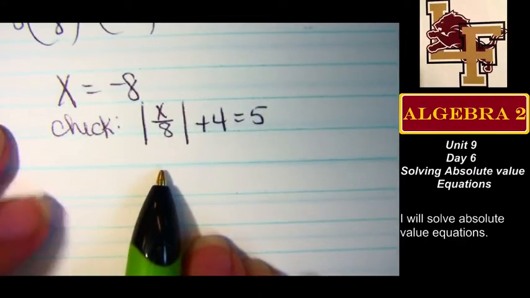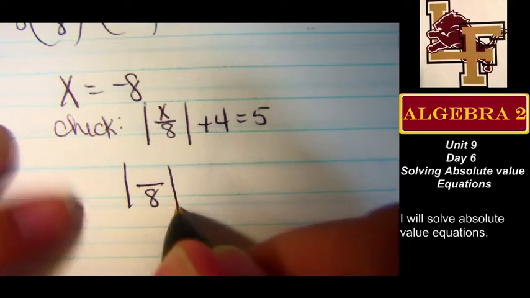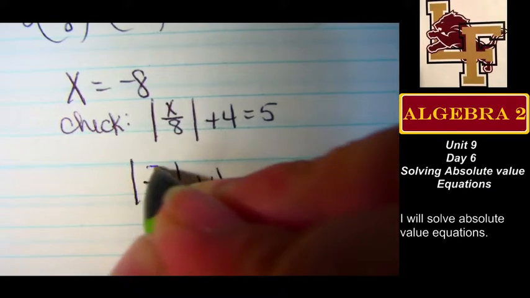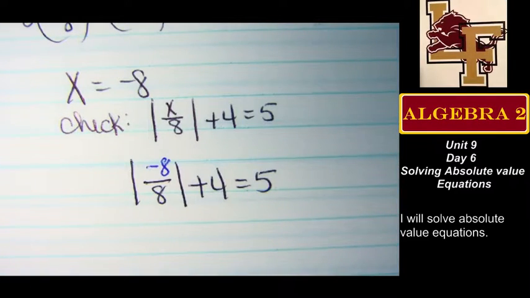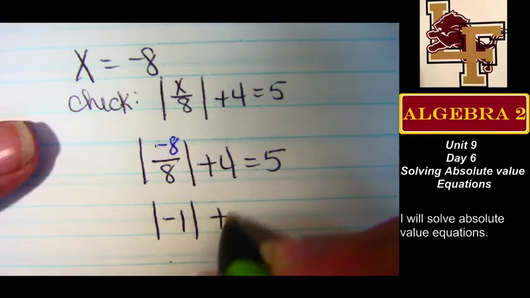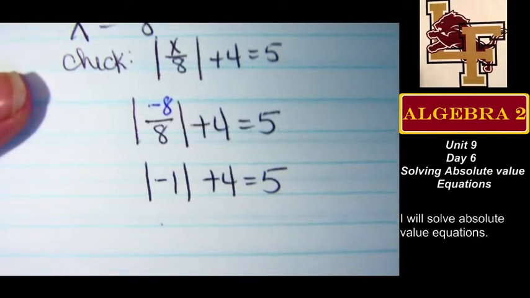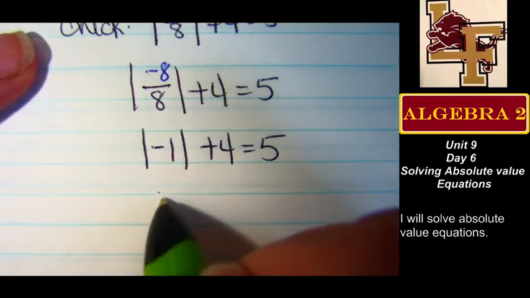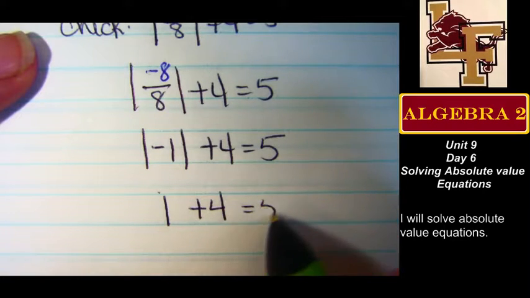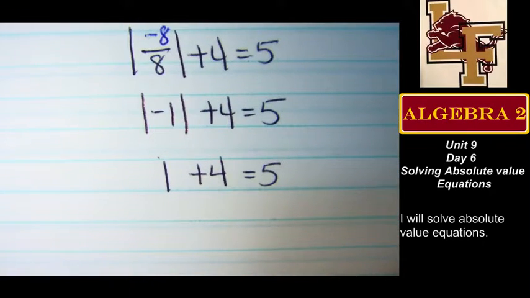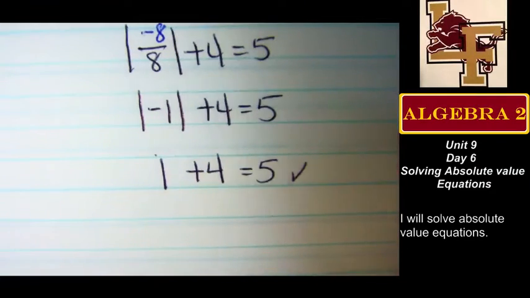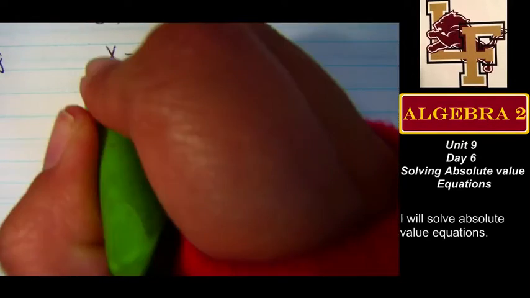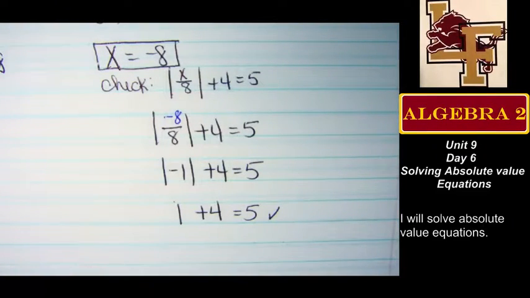All right, I'm going to substitute into here. Everywhere I see an x, I'm going to replace it with this value of x that I created. And now I'm just doing my arithmetic. I divided inside the absolute value. I'm going to apply the absolute value, remembering the absolute value asks how far away is this number from 0? 1 unit. And 1 plus 4 is 5. And that's correct, which means that x equals negative 8 is a solution.